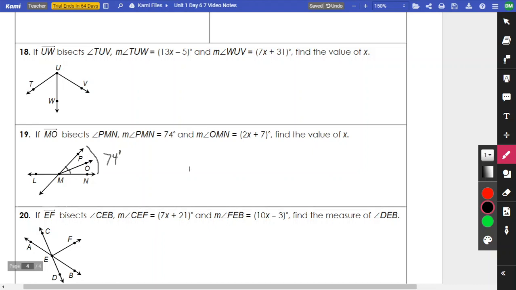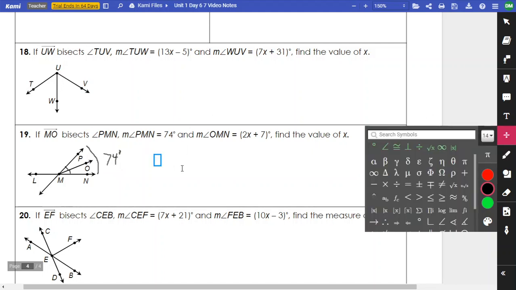Okay, there's a couple different ways that we can do this depending on if you want to multiply by 2 or if you want to divide by 2. But the important thing to know is that PMN is exactly twice as large as OMN. Because this is bisected, it's cut in half. So that means that if we divide this 74 in half, we will have OMN.